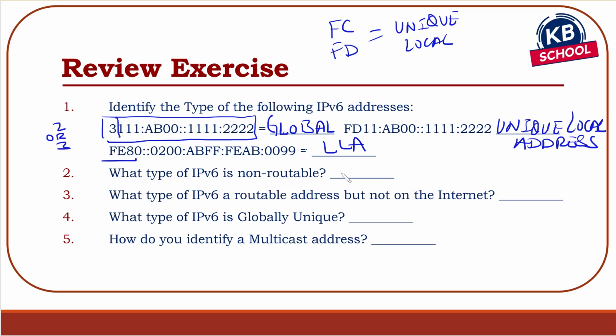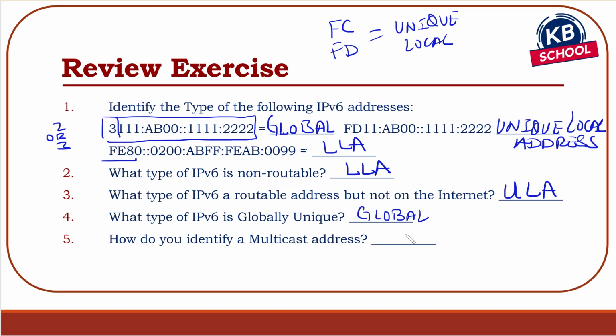What type of IPv6 address is non-routable? It actually does not route because anytime the link local address is assigned, it's going to have a TTL value, time to live value of 1. That means it will die on the first router. It won't be able to forward it. What type of IPv6 address is a routable address but not on the internet? One that cannot be used on the internet is your private address, which is your unique local address. So within your network, you can route it, but you cannot route it globally. What type of IPv6 is globally unique? That's a global address, global unicast address or global address.